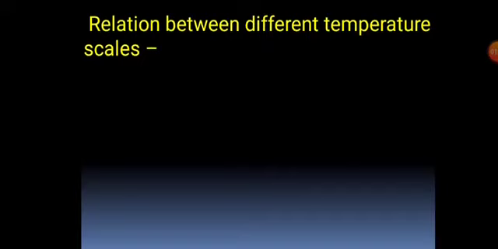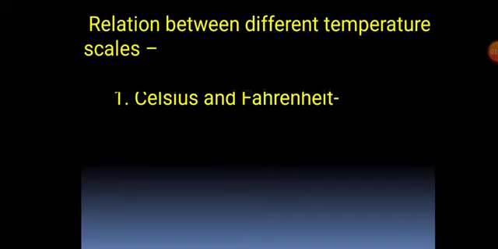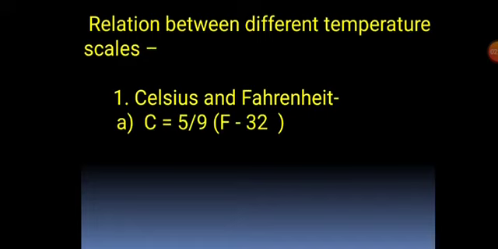These temperature scales have relations between them. That means if we have a temperature in one scale, that is in Celsius, we can convert it into Fahrenheit and vice versa. So these are the relations. Here C means the temperature given in degrees Celsius, and F means the temperature given in Fahrenheit. When we put the value of the temperature given in Fahrenheit in this relation, we get the temperature converted into degree Celsius.